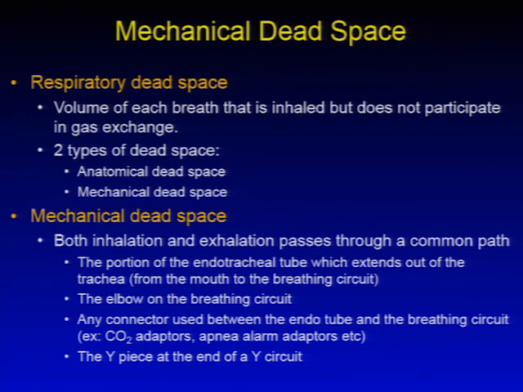Where is the location? Well, it's the portion of the endotracheal tube which extends out of the trachea, from the mouth to the breathing circuit. That's important because from the trachea down to the mouth is considered to be the anatomical dead space portion. So, then the elbow with the breathing circuit, and also any connector used between the endotracheal tube and the breathing circuit, including the CO2 adapter, apnea alarm adapters, and so on. And also, when you use the Y piece at the end of the Y circuit.